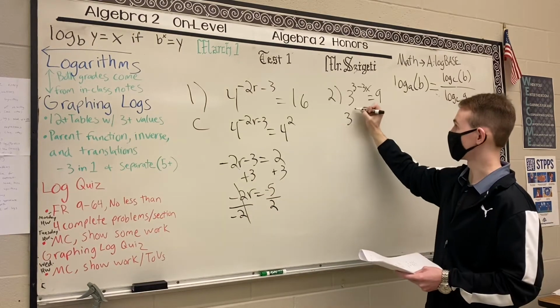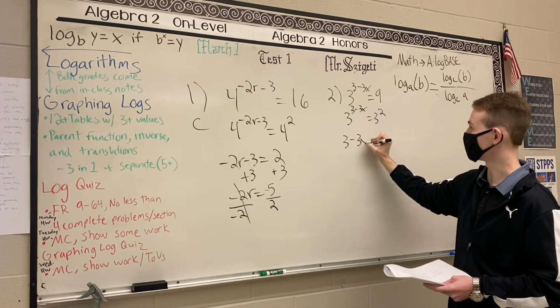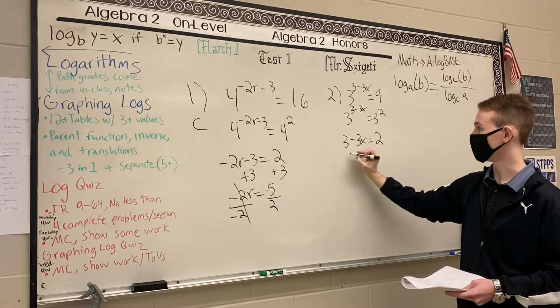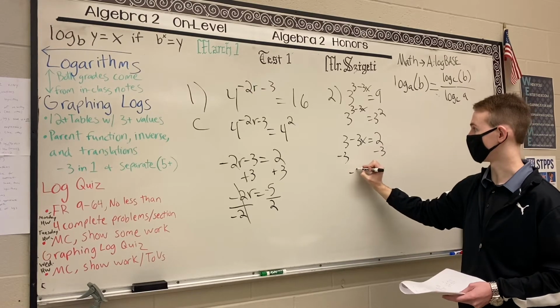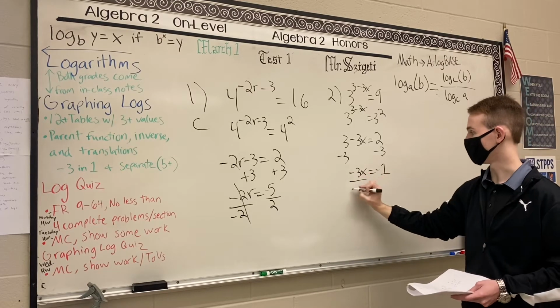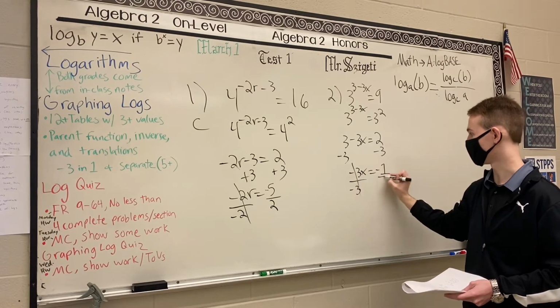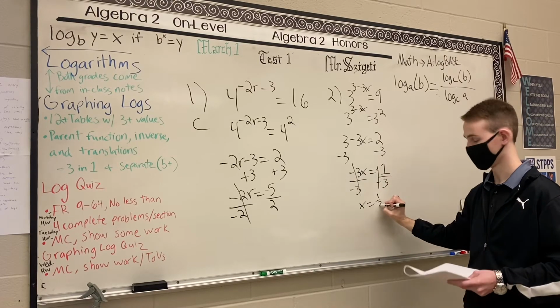We change this to 3 squared, so we can set the exponents equal to each other because of the same base. And then again, we're going to go ahead and solve this way. So we'll have negative 3x is equal to negative 1, and we can divide by negative 3. So x is equal to 1/3.